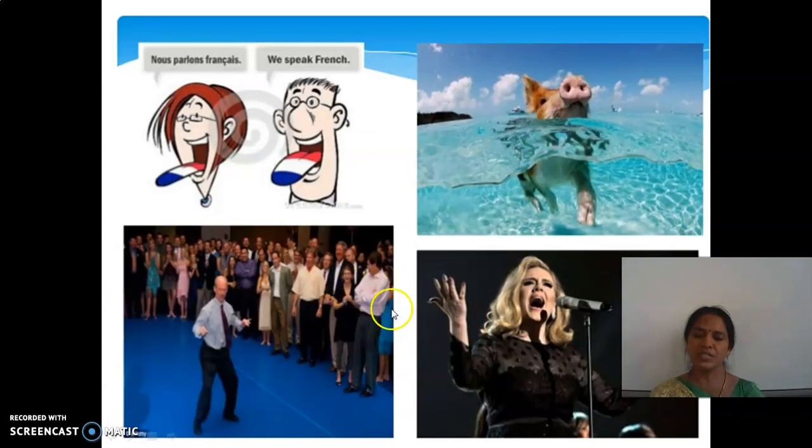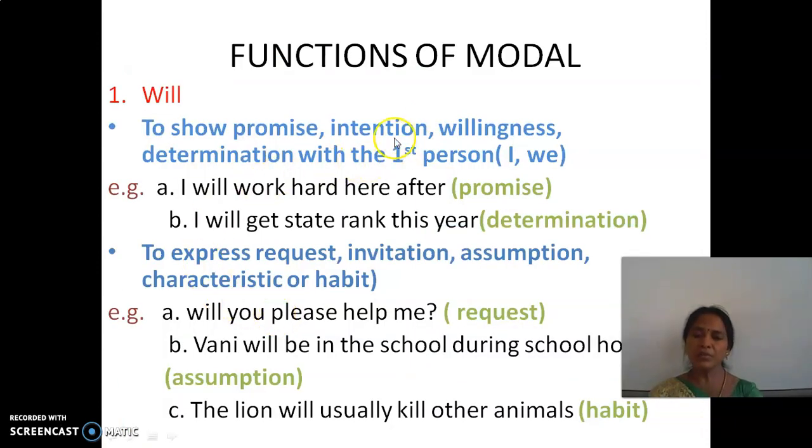See the expressions over here. She says, I can sing, I can swim, I can open my mouth wide, I can dance in public. But then if you want to say any other sentences, you are free to say. Now we are moving on to the functions of modals. Very important topic, children. From here onwards, I am going to teach you specifically that particular modal. So first I have taken will.